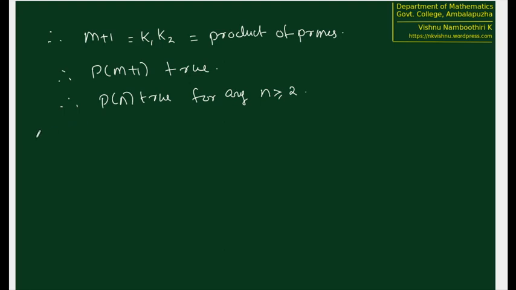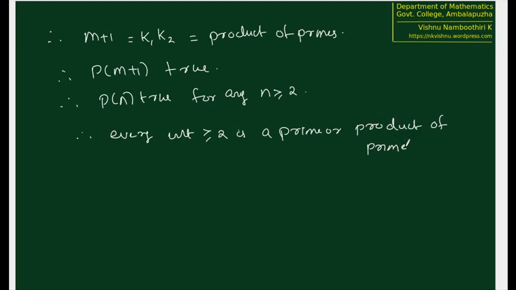So we establish the first part. Now we move to the second part. What is the second part? The first part we will just write: every integer greater than or equal to 2 is a prime or product of primes. So first part is established. Now we move to the second part. What is the second part?